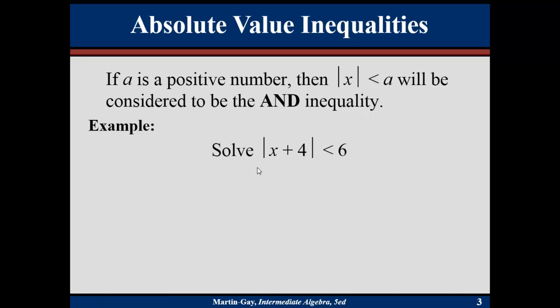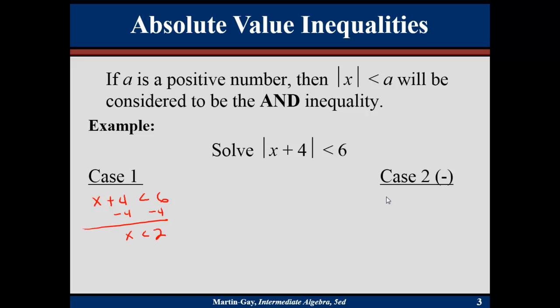So if we have the absolute value of X plus 4 is less than 6, we're still going to have our two cases. Case 1, you simply drop the absolute value symbols and you solve the inequality. So in this case, we would subtract 4 to come out with X is less than 2.